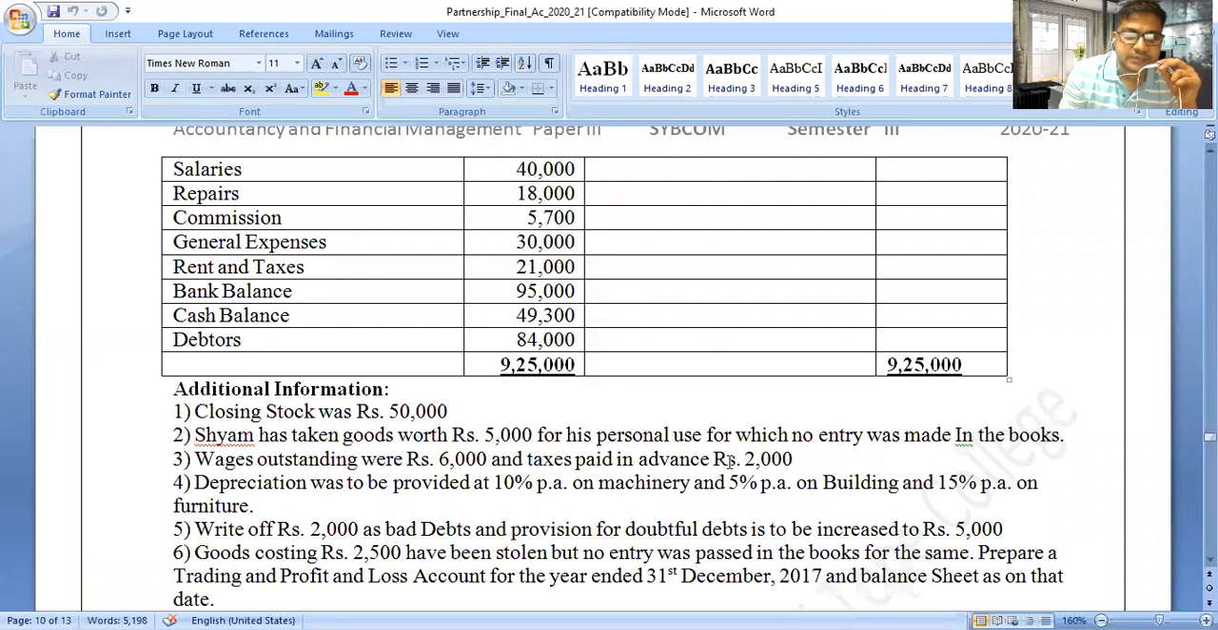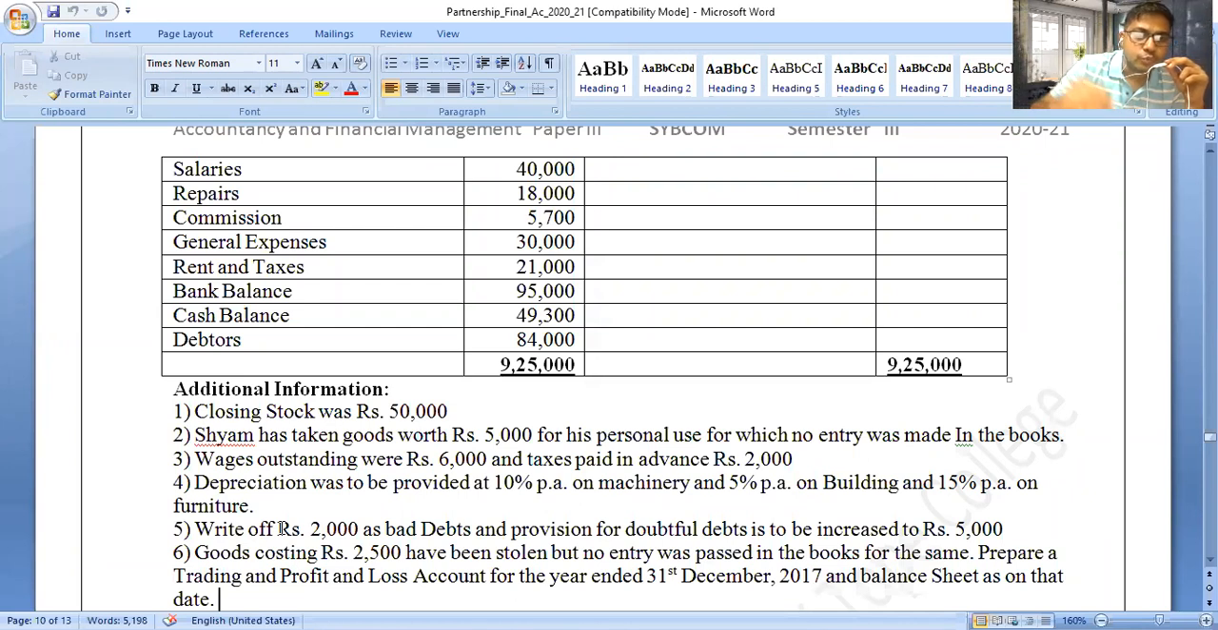Tax paid in advance. Paid in advance. It is a prepaid. So prepaid, we have to show under rent and taxes. We have to deduct the prepaid value, that is the advance value 2,000, and second effect balance sheet assets. Depreciation 10%, so less from machinery 10% depreciation, 5% depreciation from building, and 15% depreciation from furniture that you have to deduct. And next effect, profit and loss account, debit side. Depreciation on machinery, depreciation on building, depreciation on furniture.